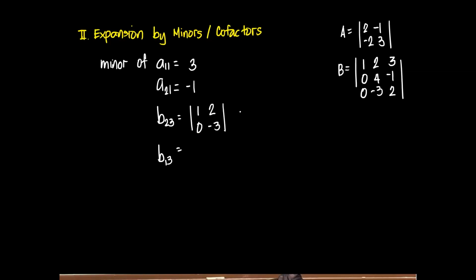Right? And then, of course, this one, you can still solve this. You solve the determinant of this. Kasi di ba dapat ang minor niya isang number lang din. Ito. What about 1, 3? So, the numbers are 0, 4, 0, -3.